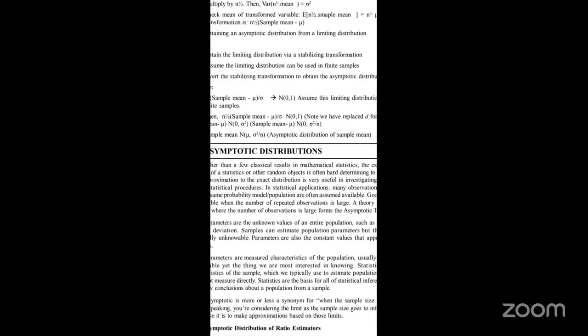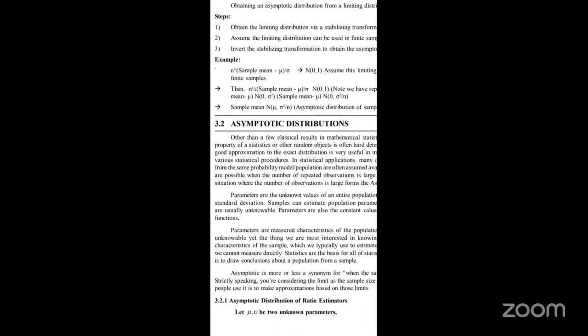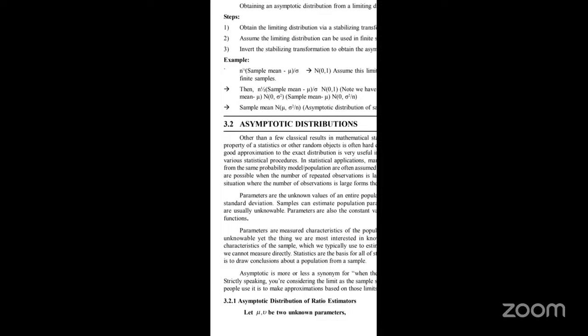Well, this is in finite samples: n^(1/2) (sample mean minus mu) by sigma is N(0,1). Note we have replaced it, so n^(1/2) (sample mean minus mu) is N(0, sigma squared), where sample mean minus mu is N(0, sigma squared by n). The sample mean is N(mu, sigma squared by n), the asymptotic distribution of the sample mean.